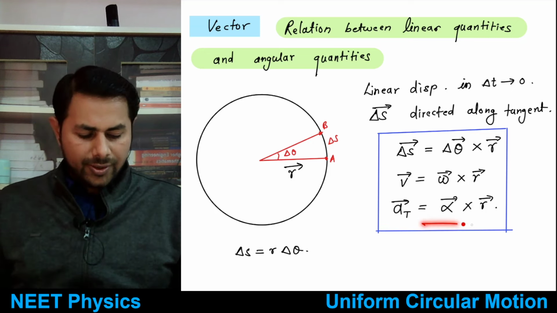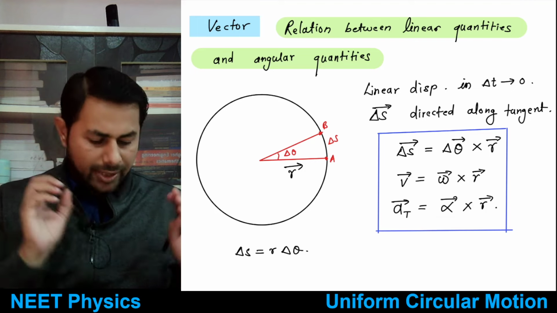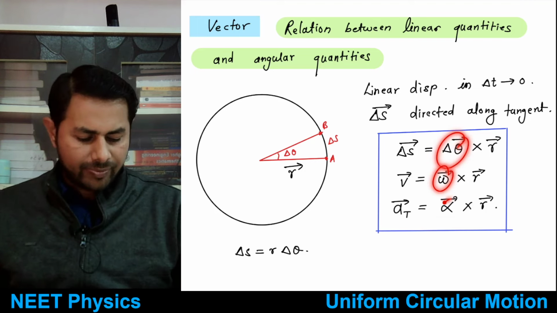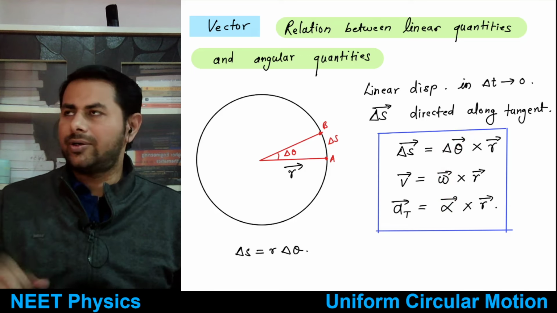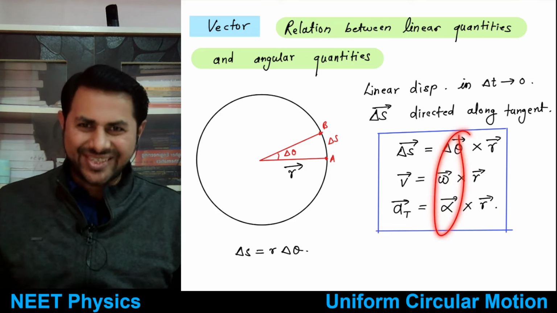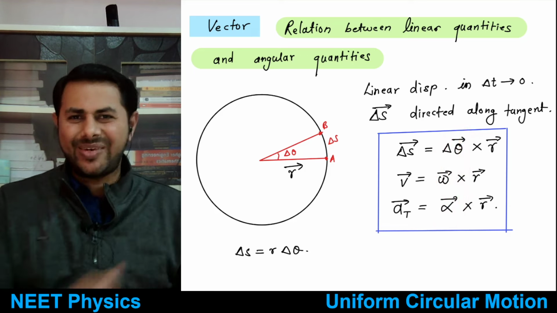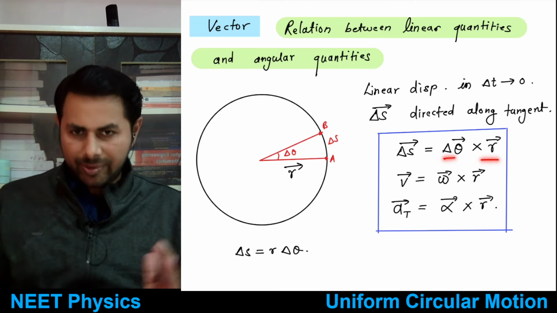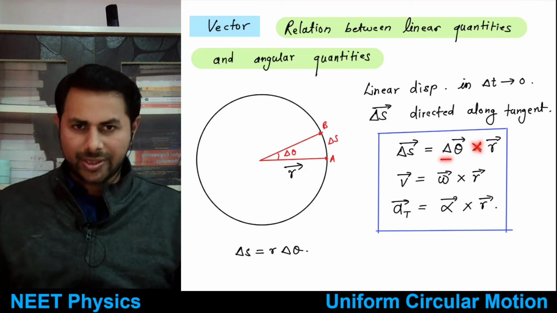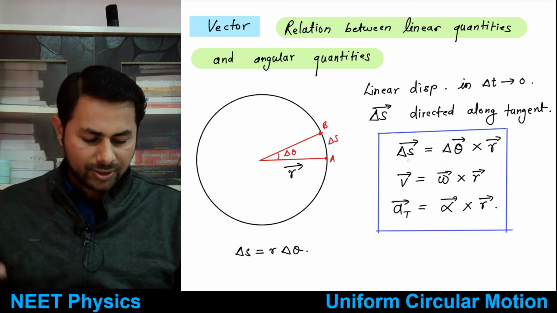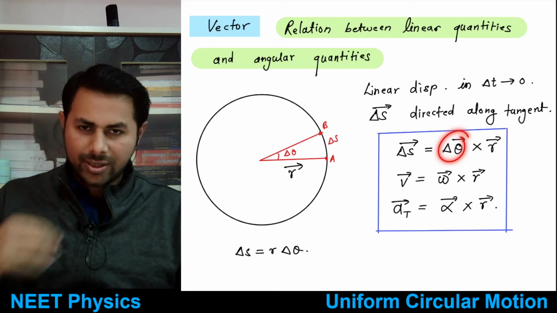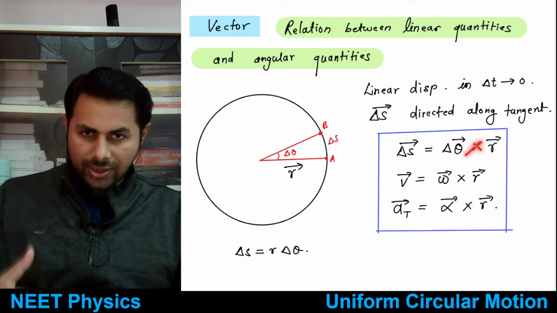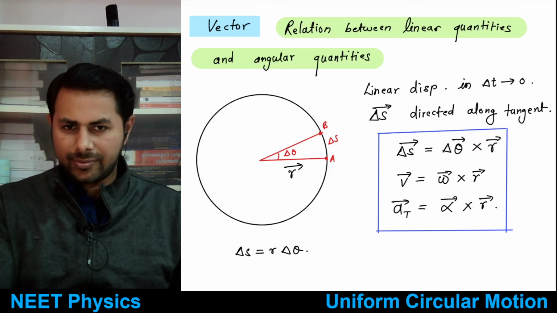Okay, all right. So there is a simple trick to remember this. The angular quantity will come first, followed by the linear quantity, and the linear quantity is the same thing, it's r bar everywhere in these three. Magnitude-wise we remember them, direction-wise there will be a cross product. So delta s bar is equal to delta theta bar, the angular term comes first, then the cross sign, followed by the linear term, right.